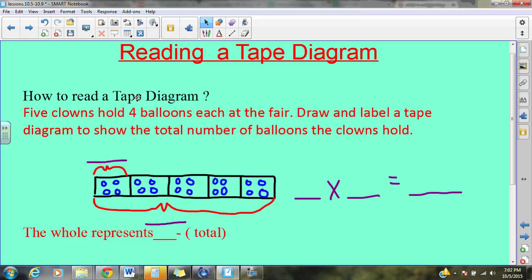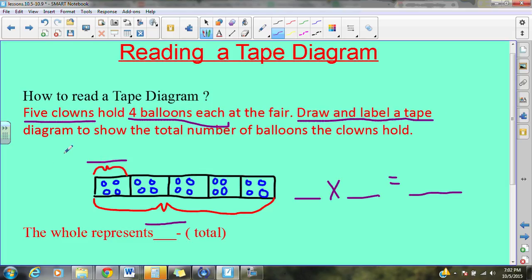I know that I'm dealing with 5 clowns that hold 4 balloons each. So my whole mission, what are they asking me to do? I'm being asked to draw and label a tape diagram to show the total. Okay? And so what I did is I drew a tape diagram and I separated it into 5 parts. Those 5 parts will represent my clowns.